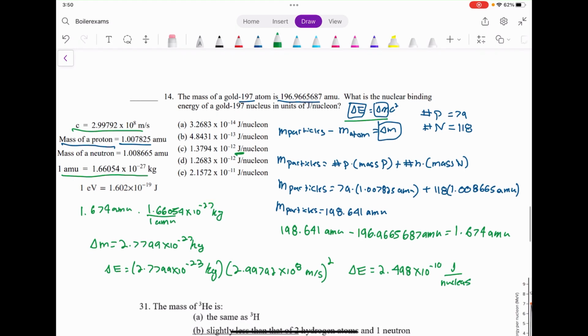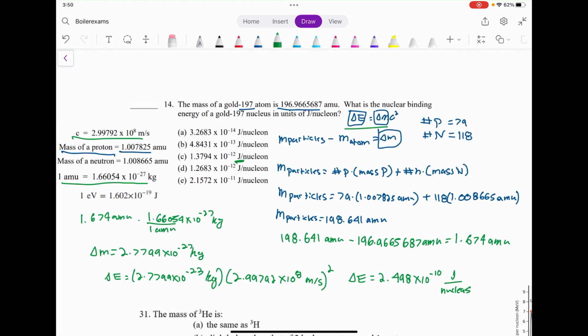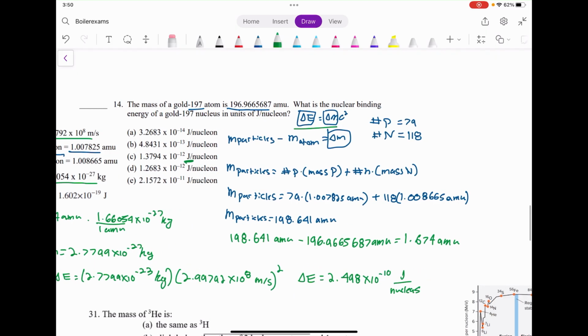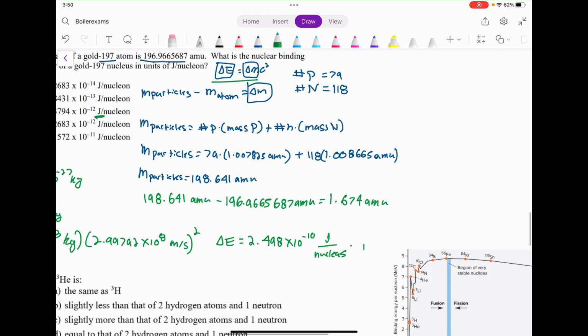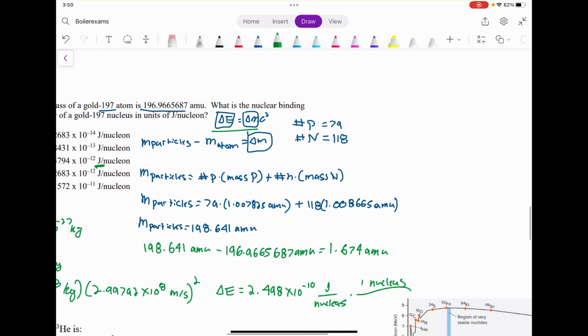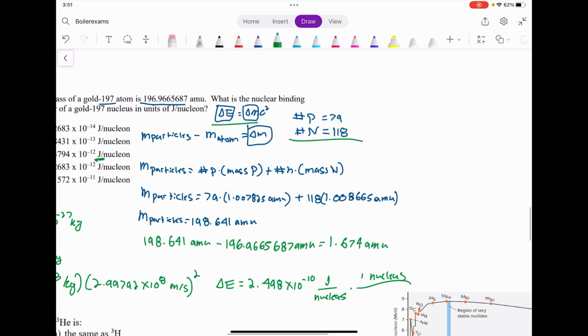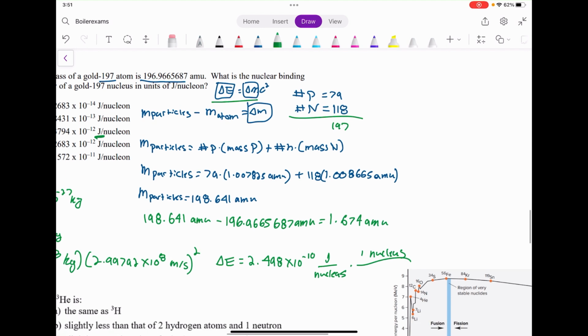Because we did this whole calculation on the basis of the entire nucleus, and we know that in one nucleus of this gold atom, let's put that on the top. Our conversion here is going to be in one nucleus, how many nucleons do we have? 197. We have 197 nucleons. So then nucleus cancels, and then we get joules per nucleon.